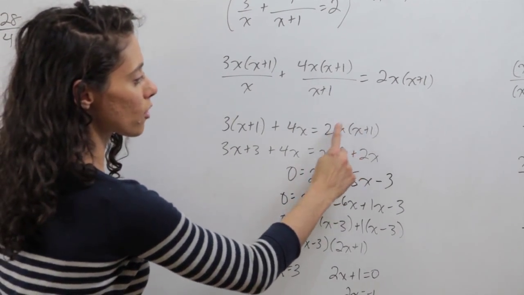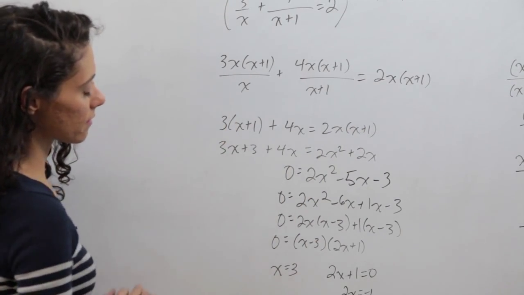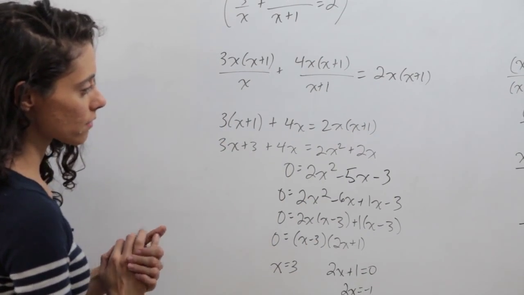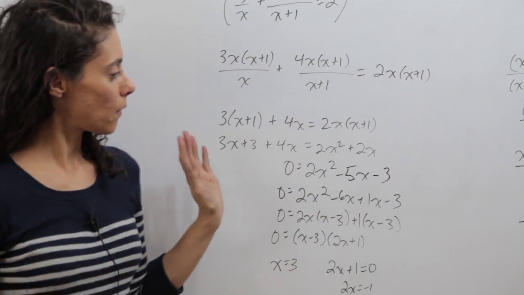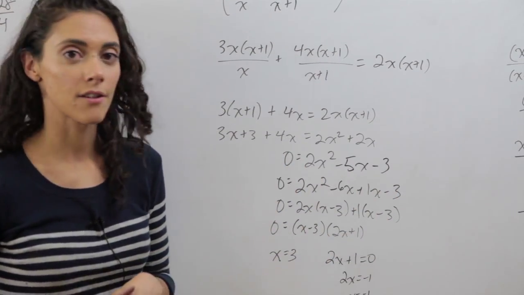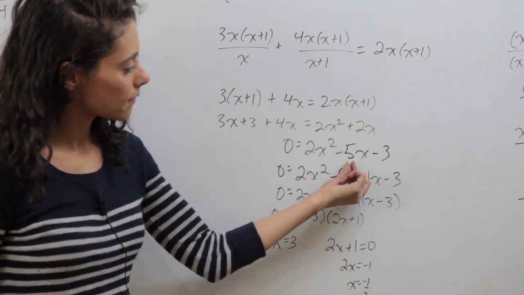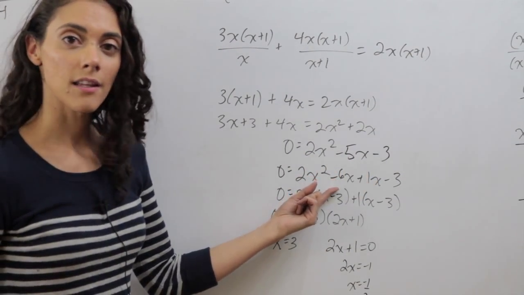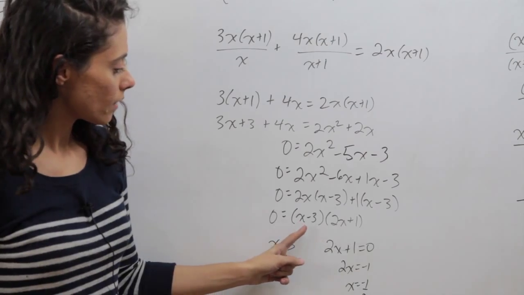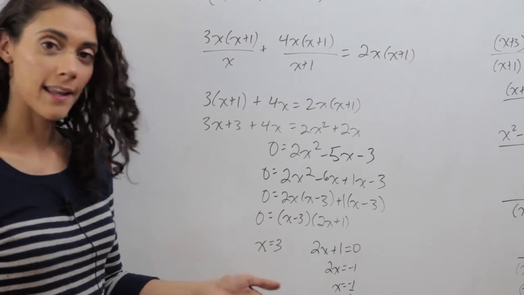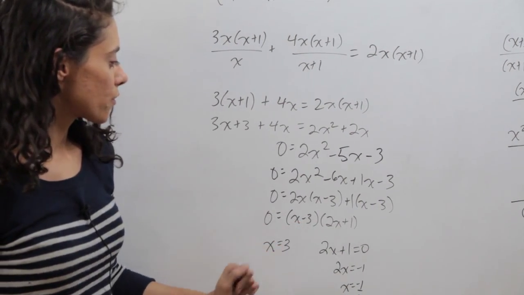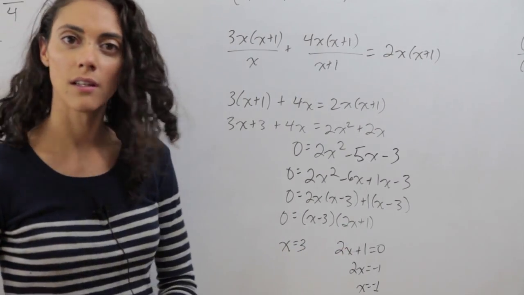We want to distribute on this side, collect the like terms. This is quadratic, so we want all the terms on one side equal to 0. And now I factored: multiply to negative 6, add to negative 5, negative 6 and 1, and so on. Here it is in factored form, and I get 2 solutions, x equals 3 and x equals negative 1/2.